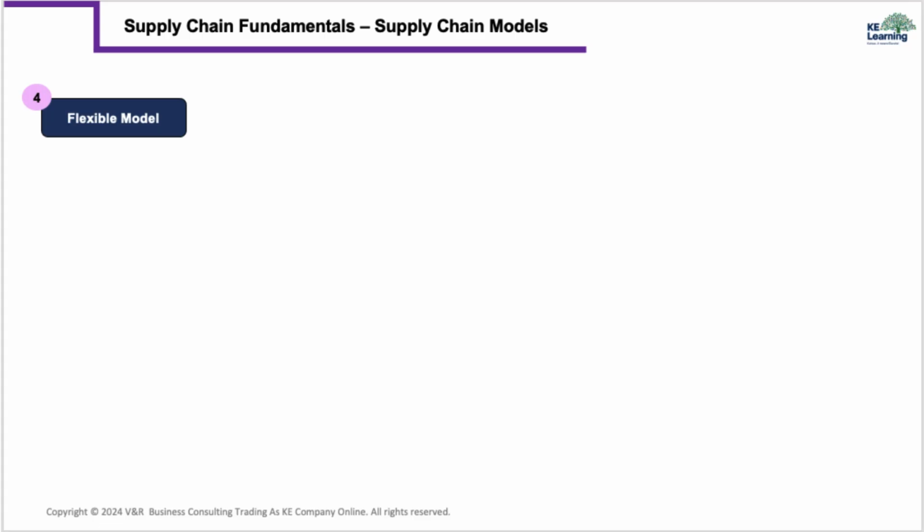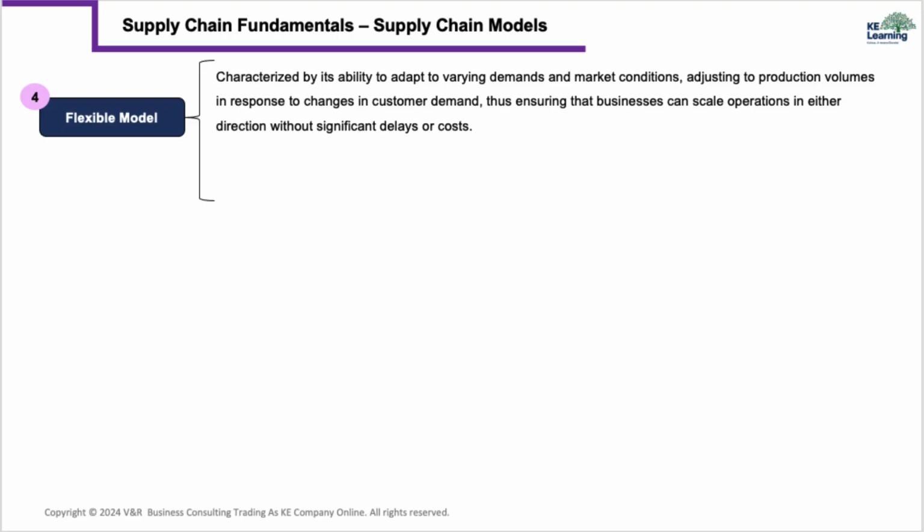The flexible supply chain model deals with adjusting production volumes in response to changes in customer demand, in order to ensure that businesses can scale operations up or down, without significant delays or costs. This flexibility helps companies respond quickly to unexpected changes in demand or supply disruptions, ensuring timely fulfillment of orders. It encompasses the capability to rearrange and manage physical resources effectively, such as warehouse space and inventory layout, to optimize picking, packing, and shipping processes.